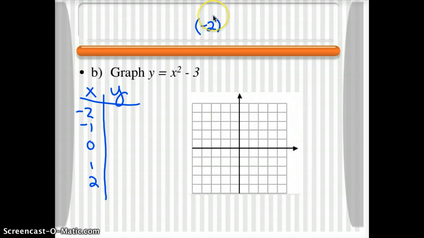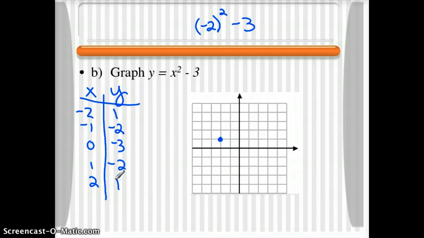So I'm going to do negative 2 in parentheses squared minus 3. So negative 2 times negative 2 is 4. Minus 3 is 1. So I've got negative 2, 1. I'm going to put that on my graph. Negative 1 squared is 1. Minus 3 is negative 2. 0 squared is 0. Minus 3 is negative 3. 1 squared is 1. Minus 3 is negative 2. And 2 squared is 4. Minus 3 is 1. So I'm going to plot these points.